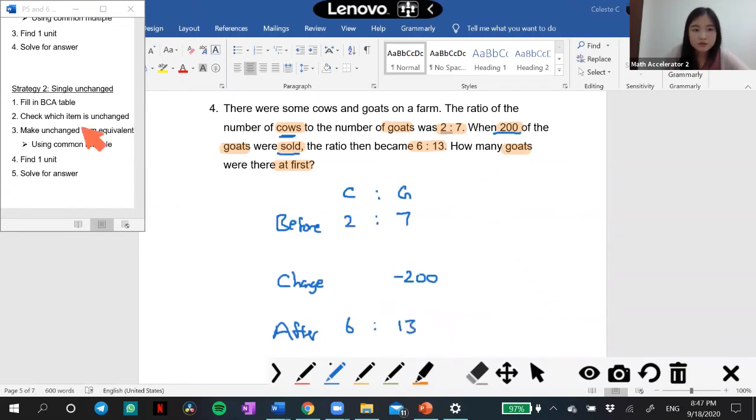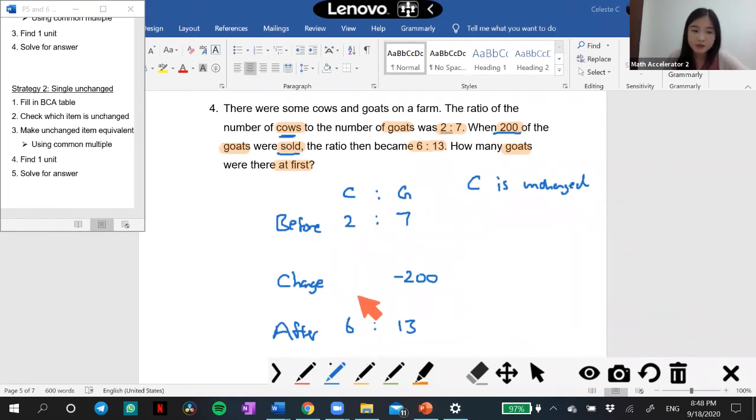Right. So first, you have to check which item is unchanged. Cows or goats? Looking at your table here. Right, the goats you sold 200. Nothing happened to the cows. So cows is unchanged. Okay, great. Most of you got it. So if it's unchanged, it means that before and after must be equivalent.